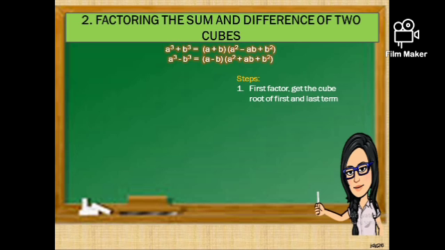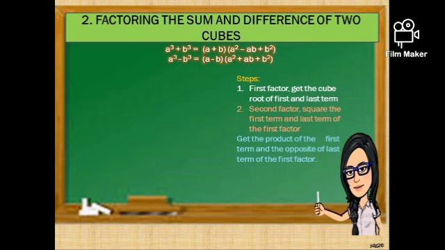To get the first factor, get the cube root of the first and the last term. To get the second factor, square the first term and the last term of the first factor, and get the product of the first term and the opposite of last term of the first factor.